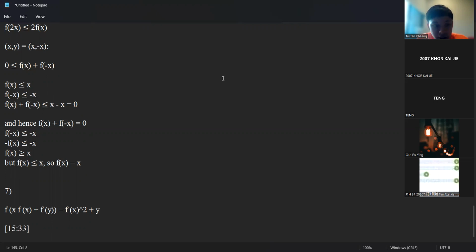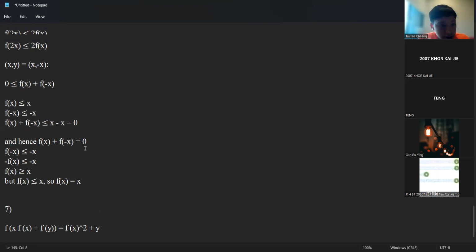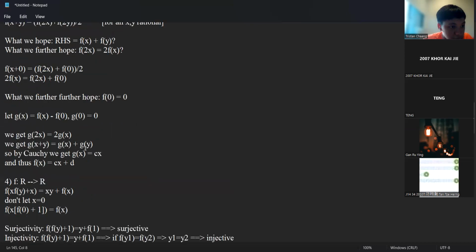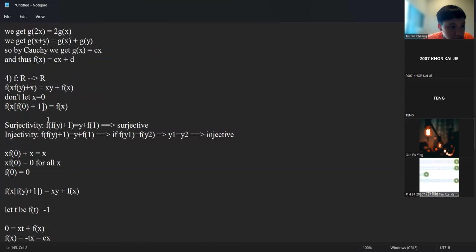May I ask, in Q4, how do we check injectivity? So Q4 is this one. Oh, injectivity. Okay. So we use this equation, and we see the left-hand side is entirely in terms of Fy, right?